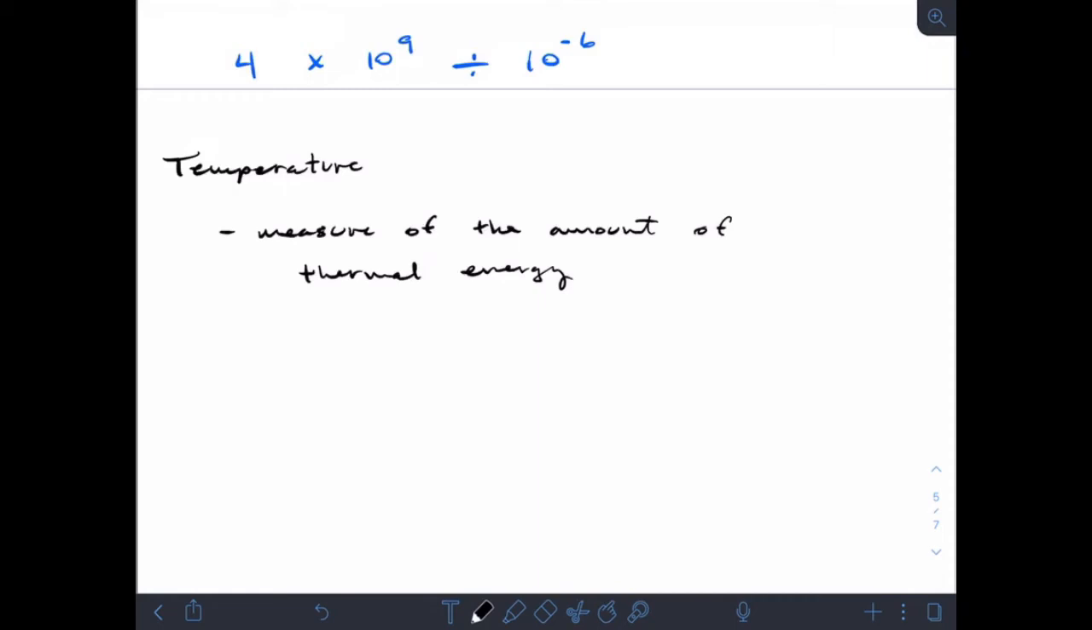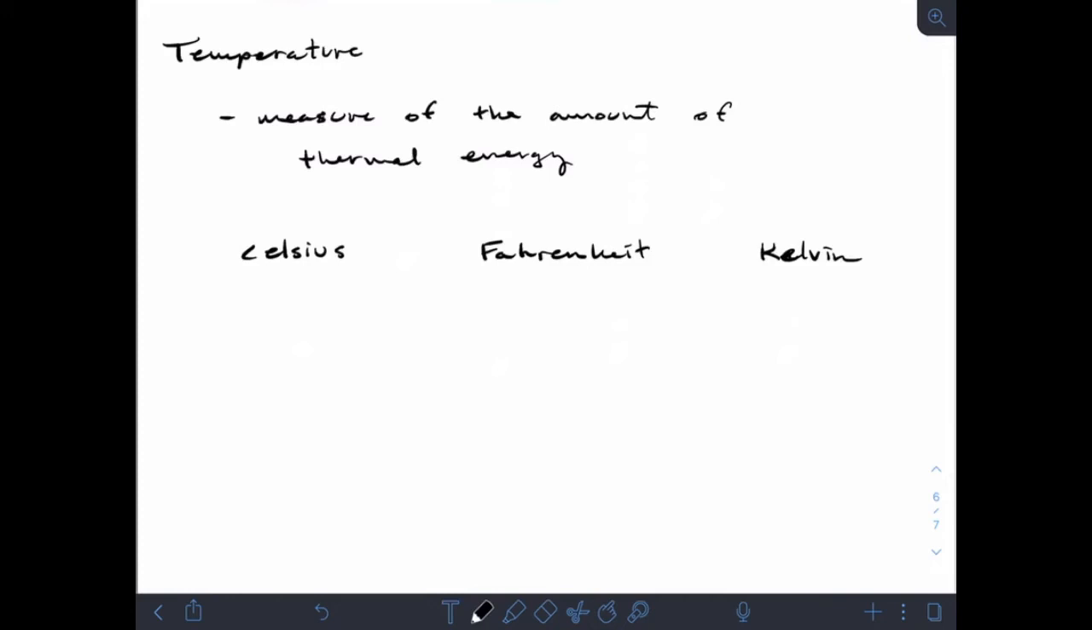So there are 3 common temperature scales. In most of Europe and the rest of the world, they use Celsius. In the United States, we use Fahrenheit. And in the science community, they also use Kelvin. Right? And so just to give you an idea of the differences, water boils at 100 degrees Celsius, at 212 degrees Fahrenheit, or 373 Kelvin.